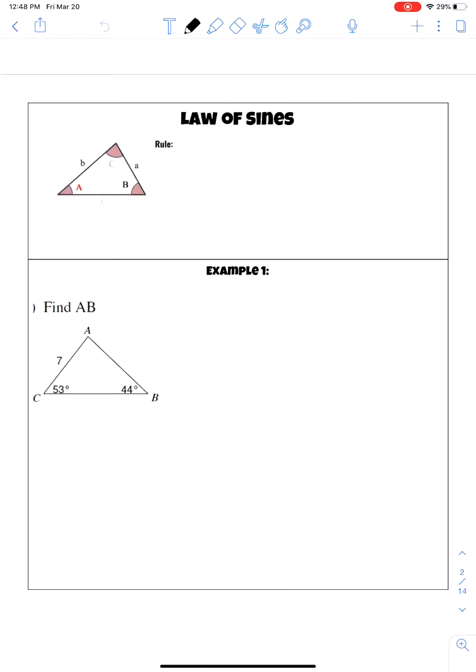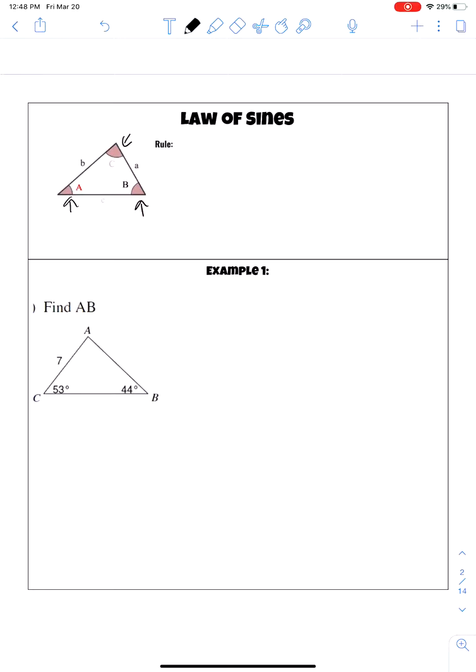Okay guys, we're going to talk about law of sines today. This is another way that we can solve for missing parts of an oblique triangle, so a non-right triangle. Notice no right angles anywhere here. All these angles, none of them are right angles.